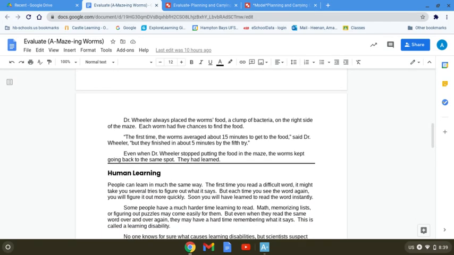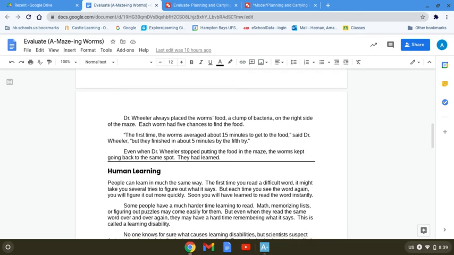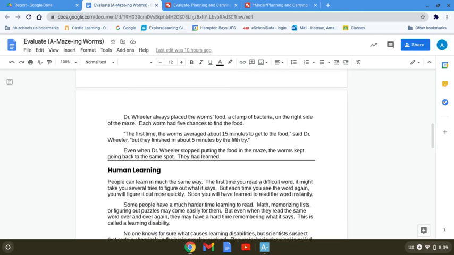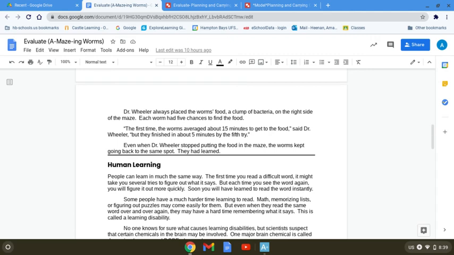Dr. Wheeler always placed the worm's food, a clump of bacteria, on the right side of the maze. Each worm had 5 chances to find the food. The first time, the worms averaged about 15 minutes to get to the food, said Dr. Wheeler, but they finished in about 5 minutes by the 5th try. Even when Dr. Wheeler stopped putting food in the maze, the worms kept going back to the same spot. They had learned.